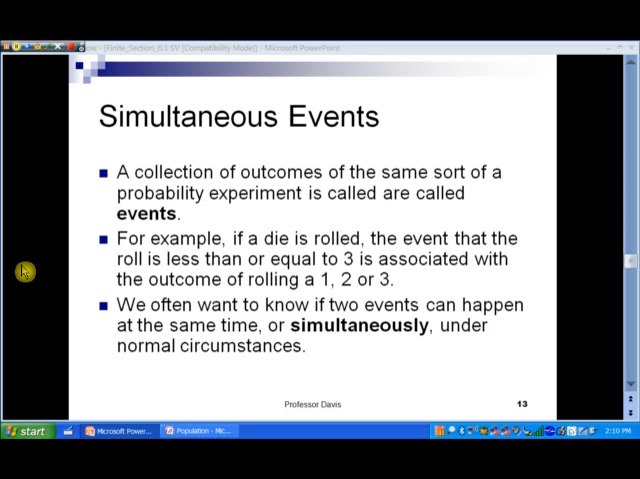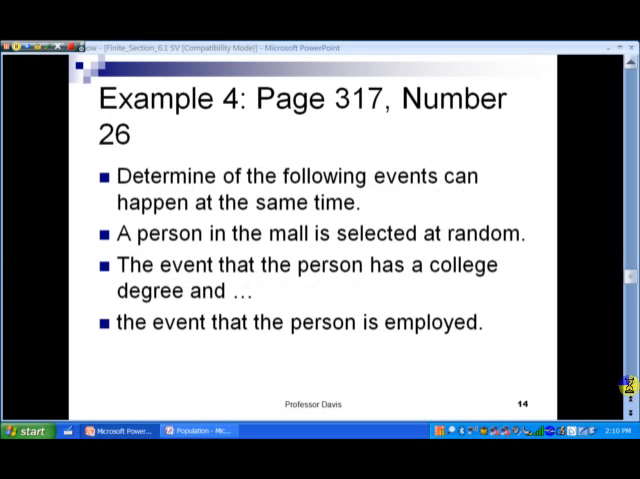All right. So what we want to do is ask ourselves if two events can happen at the same time or not, under usual circumstances. All right, let's take a look at slide number 14 now and see how that works.